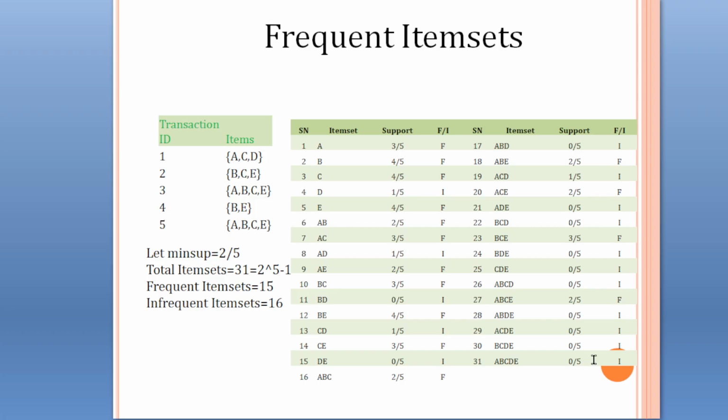Let us see one more example where we have 5 transactions and 5 different items and we are given that minimum support is equal to 2 by 5. If any item set meets this value, it will be termed a frequent item set. Now, since we have 5 different items, the total number of item sets would be 2 raised to the power 5 minus 1, which is equal to 31. So, for identifying which item sets are frequent and which are infrequent, first let us calculate the number of different item sets.